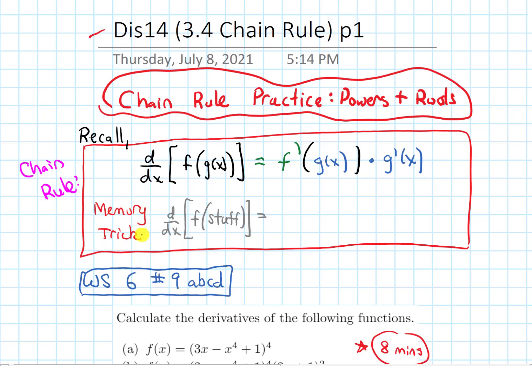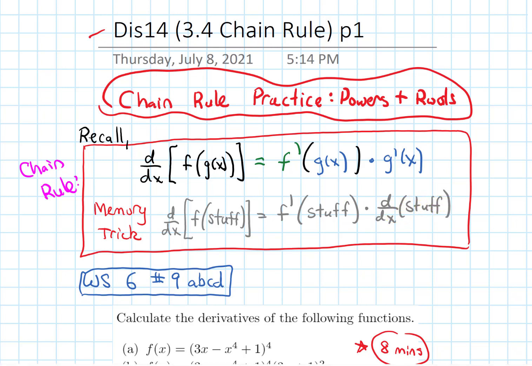So our memory trick for this is if I'm taking the derivative of f of, not just x, but f of some stuff, the chain rule says, well, take the derivative of the outside, you'll get f prime, and then f prime of the stuff, and then multiply that by the derivative of the stuff, the derivative of the inside.